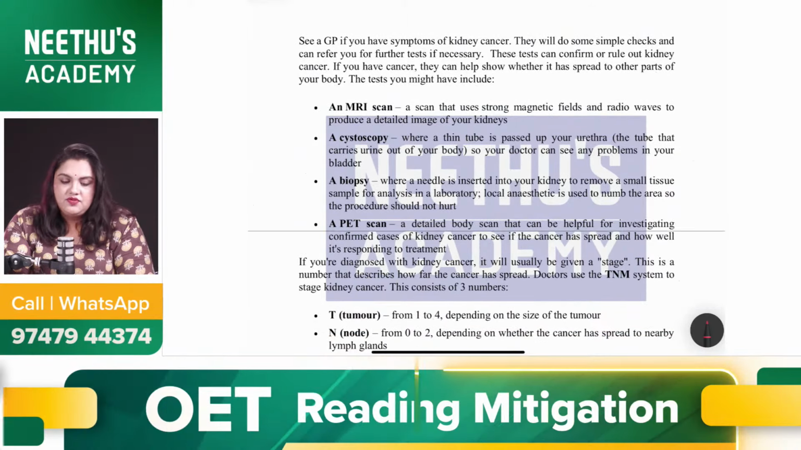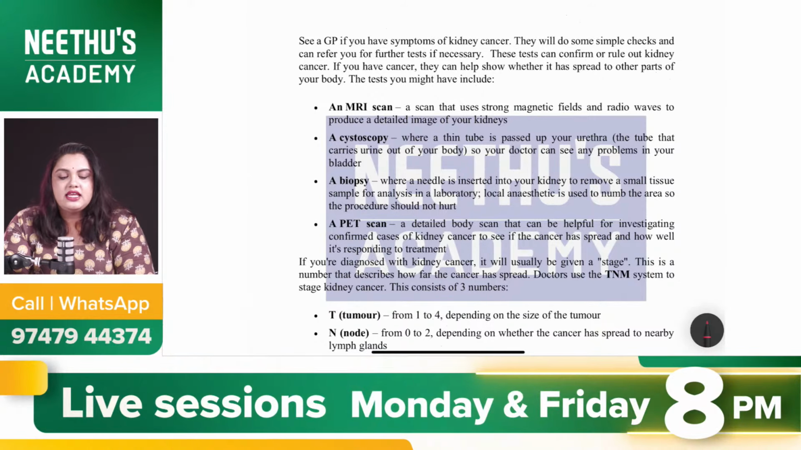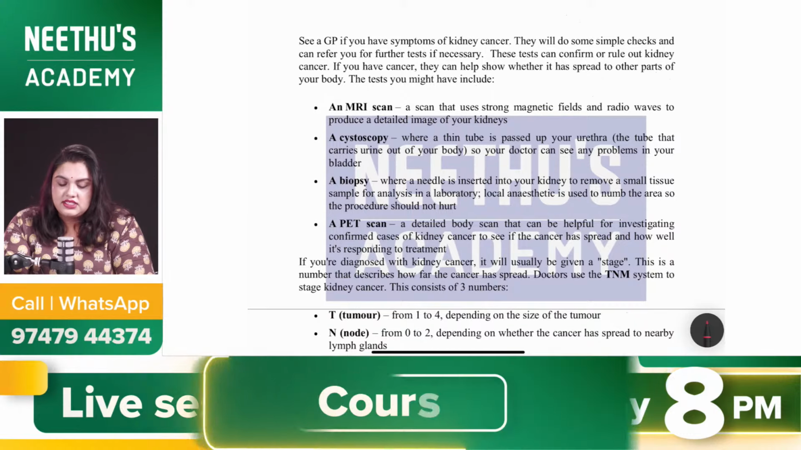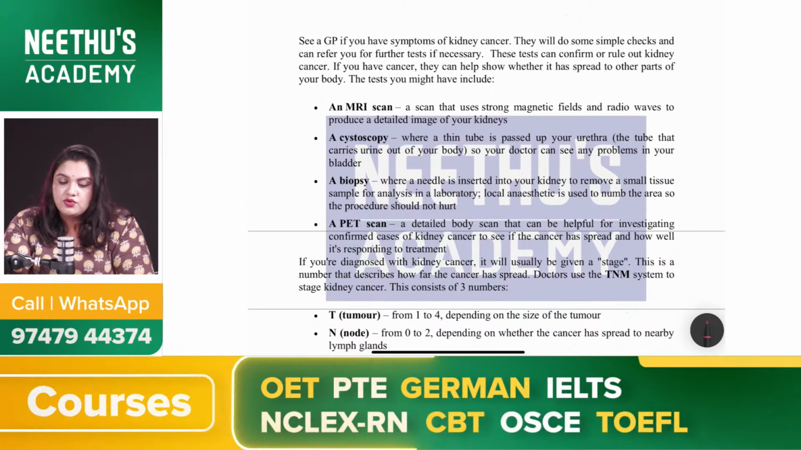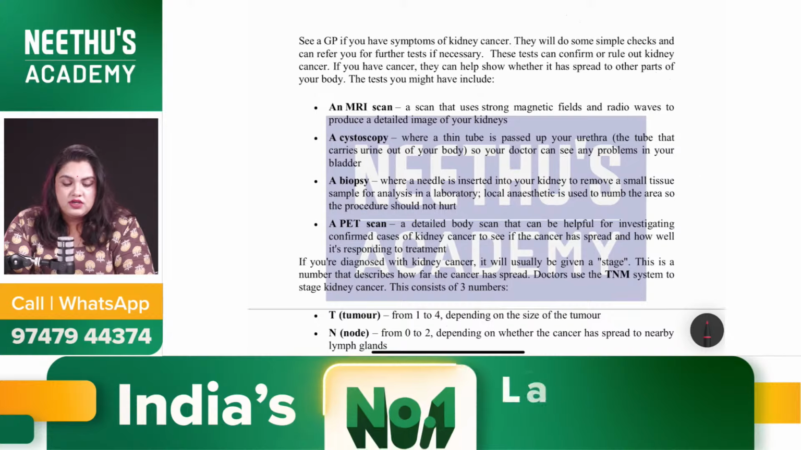See a GP if you have symptoms of kidney cancer. They will do some simple checks and can refer you to further tests if necessary. These tests can confirm or rule out kidney cancer if you have the same. They can help show whether it has spread to other parts of your body.